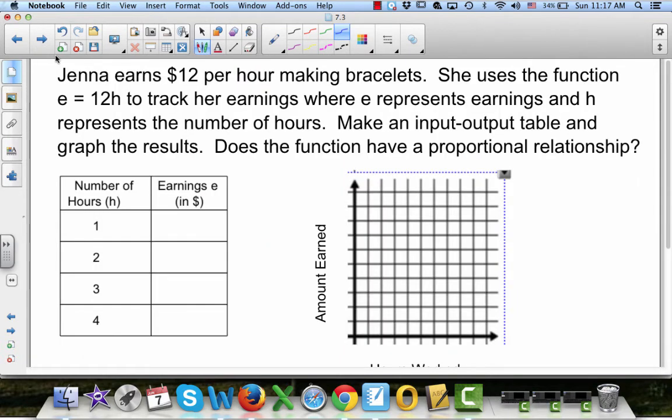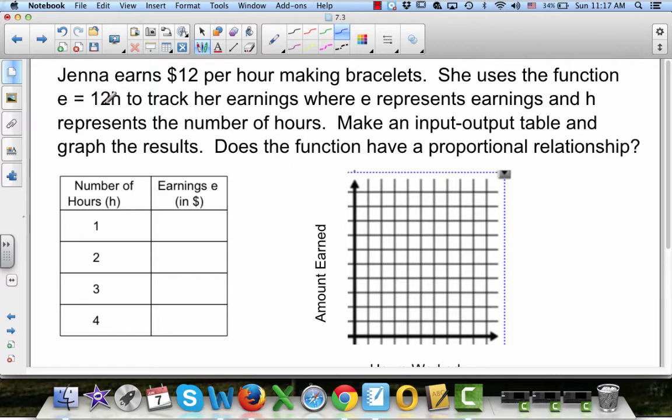Jenna earns $12 per hour making bracelets. She uses the function E equals 12H to track her earnings. E represents her earnings and H represents the number of hours that she works. Make an input-output table and then graph the results. Okay, and tell me if it has a proportional relationship.